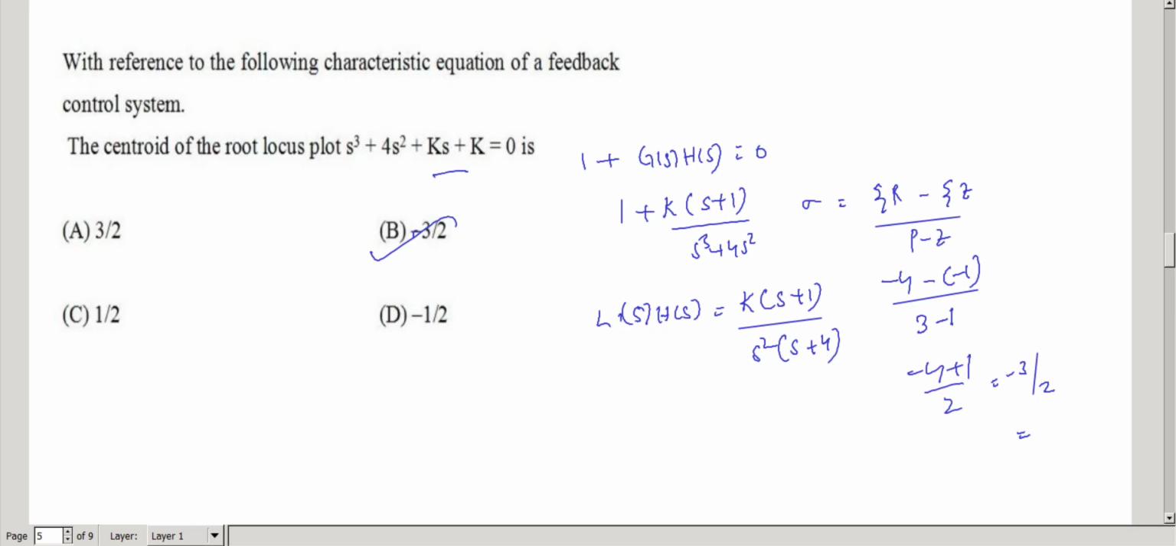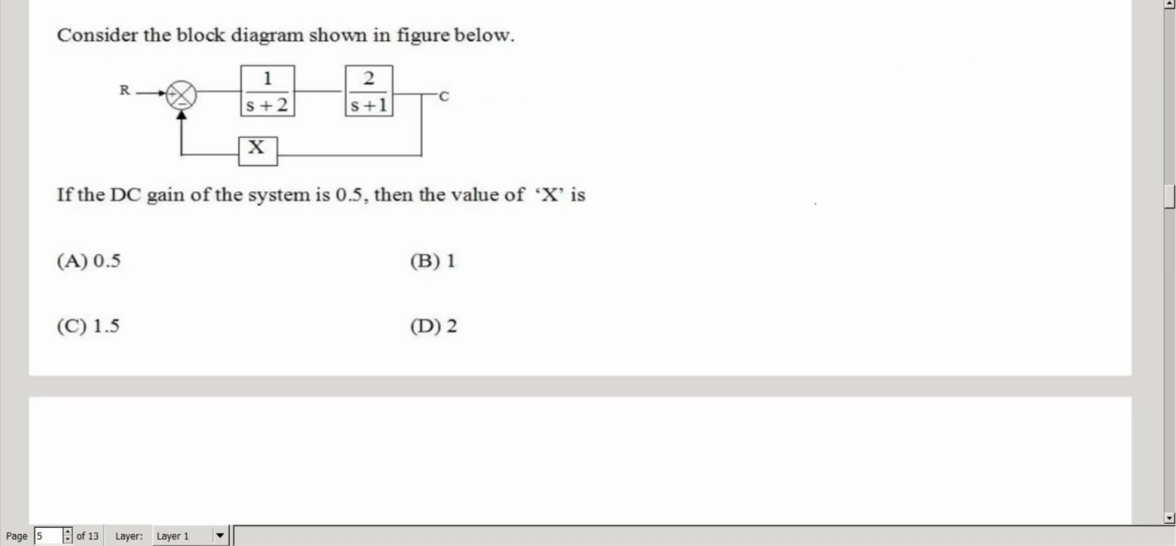Next question. You know that the centroid may or may not lie on the root locus, but it lies on the real axis, anywhere on the real axis. But breakpoints always lie on a root locus. Okay, let's see the next question.